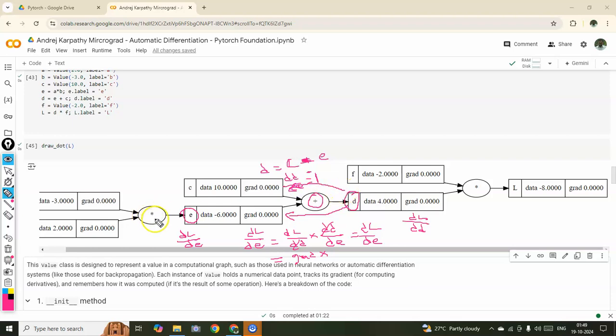Again, for multiplication, the same gradient comes here multiplied by the data value: the data value times the gradient. This way we can see simply the automatic differentiation. These are only three rules of automatic differentiation, and the entire network's backpropagation is calculated by simply these three rules.